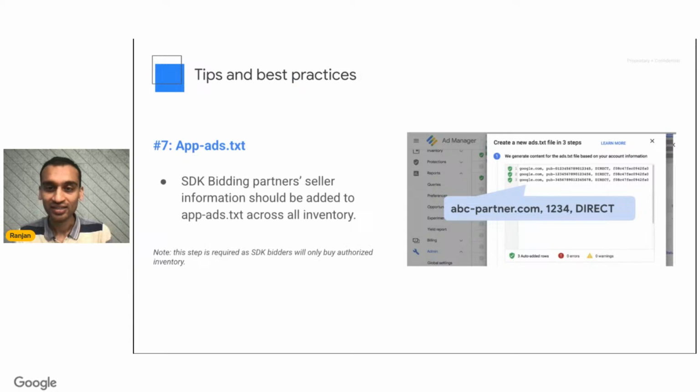Then ensure that the seller information for all SDK bidding partners is included in the app ads.txt file across all of your app's inventory. This is important as SDK bidders will only buy authorized inventory.